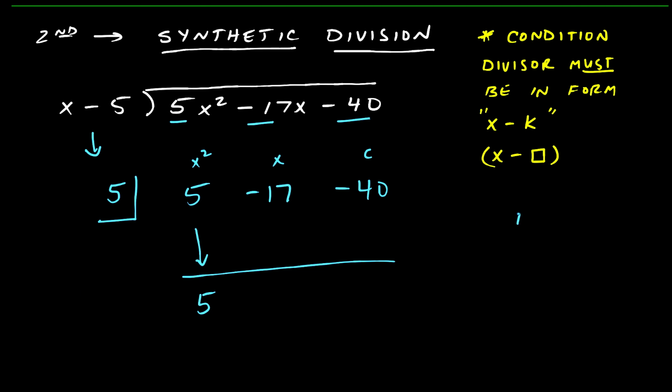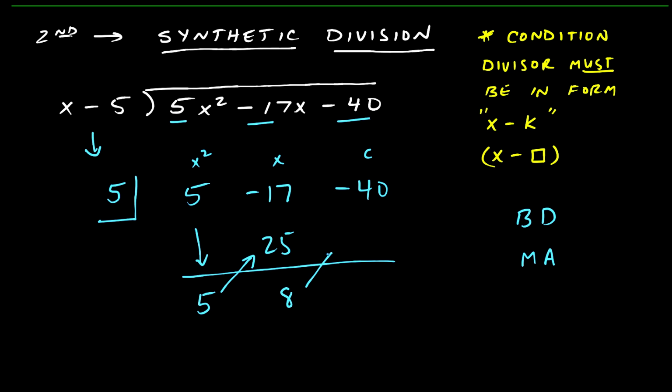So I'm going to write this down, BD. First thing we do is bring down. And then we multiply by that 5, just like we did in that process. So now we're going to get 25. So then we're going to add negative 17 and 25, and we get 8. So we multiplied and we add.